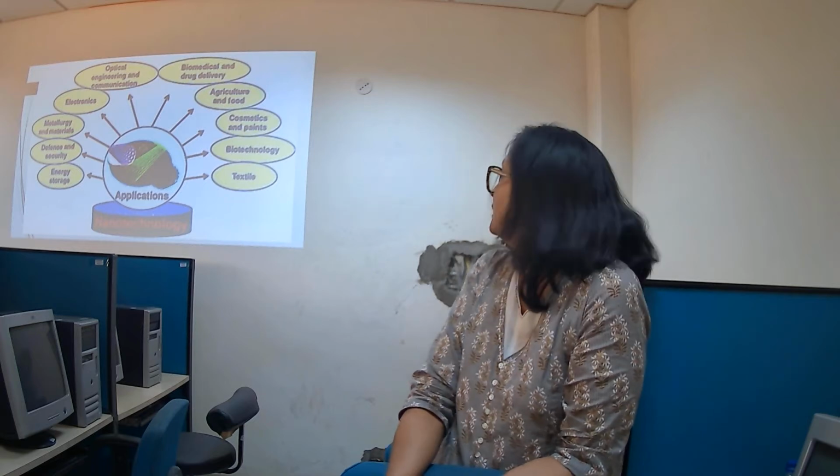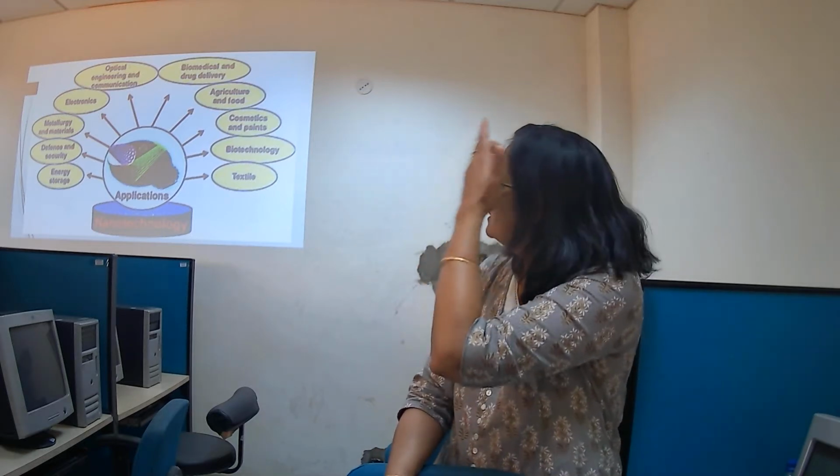Nanotechnology is being used in diverse fields like textile, biotechnology, cosmetics and paints, agriculture and food industries, and the biomedical field. I think you must know a few examples of the use of nanotechnology in this field. Still, we will discuss them in this class. Then in the field of engineering, in the preparation of microchips for the computer, just to improve the storage and memory of the computer, these nano chips are being used.